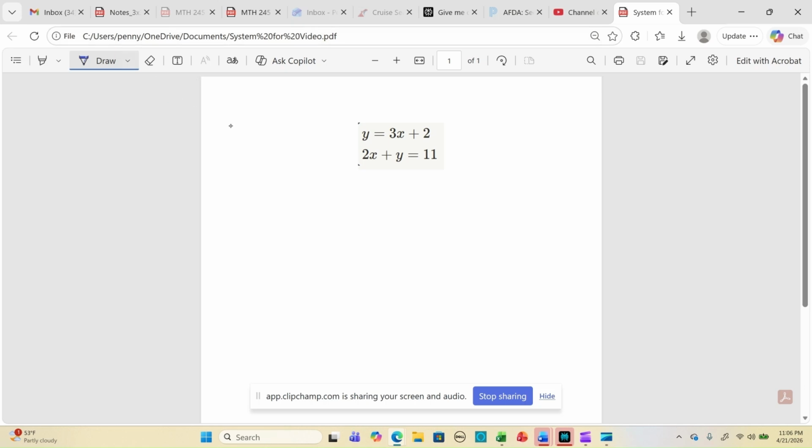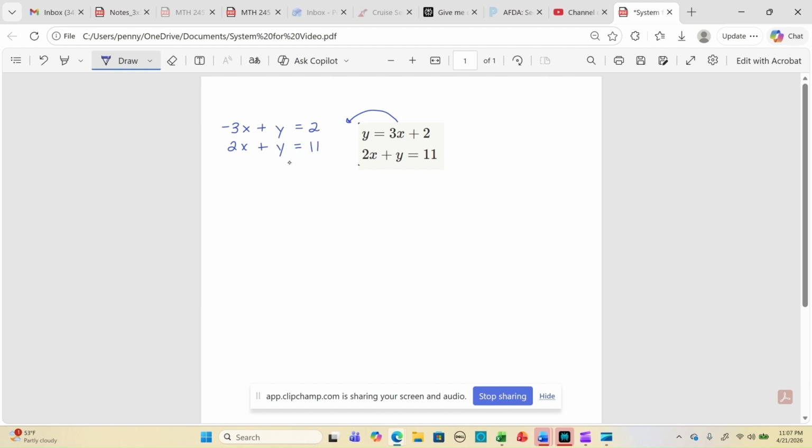I wanted to just give you a short example in case you forgot how to do these. So, solving a system of equations using inverse matrices. Now the first thing I notice is that I don't have my variables lined up, so I'm going to move this over. And so what I'm going to have now is negative 3x plus y equals 2, and then I have 2x plus y equals 11.